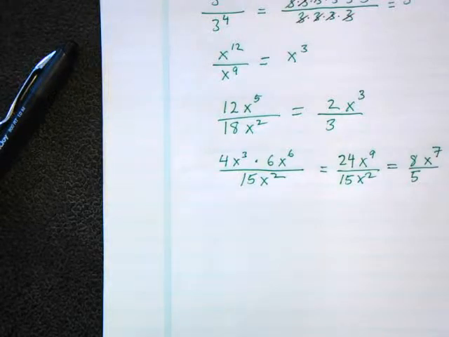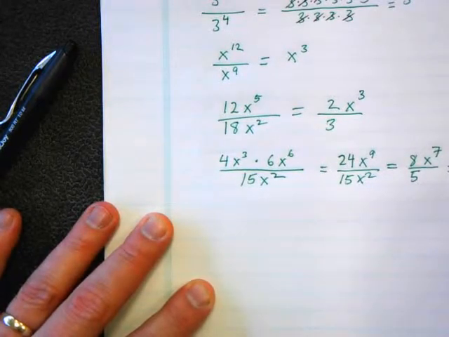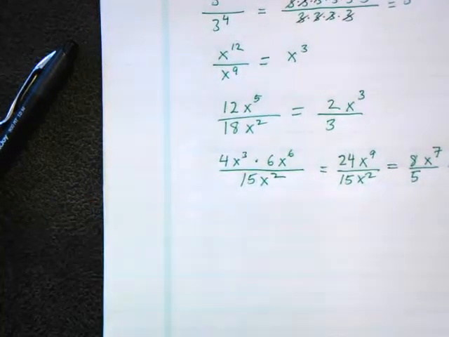Questions on that? Does the x to the 7th have to be written up top? No, you could write it this way also. It could be written as 8/5 x to the 7th. You could write it that way also. That would be fine. Other questions?